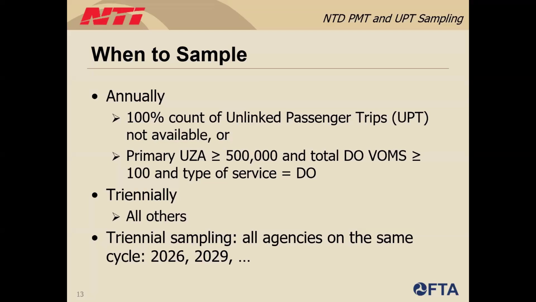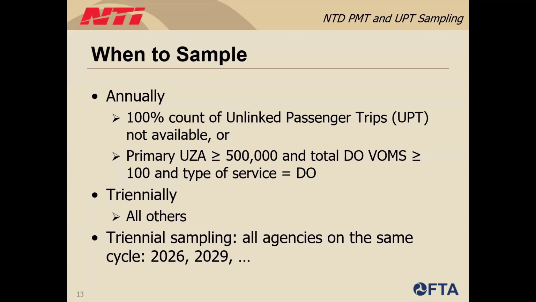In order to keep it simple, FTA has agencies on the same 3-year cycle. So fiscal year 2026 is a mandatory sampling year, which is why we're hosting this webinar now, since that is coming up soon for the majority of agencies reporting to the NTD. The next mandatory year after that is 2029, 2032, etc.